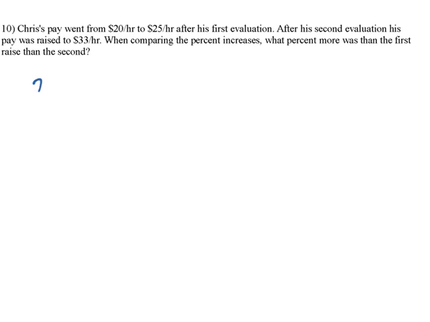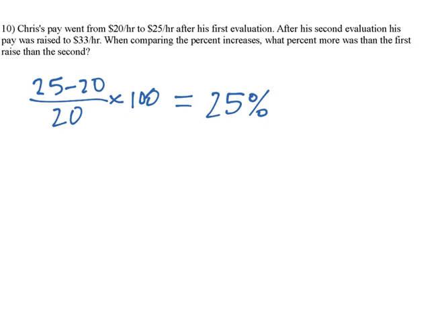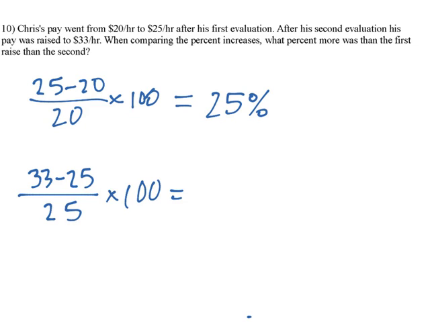Okay, so if we look at the first percent increase, we could set it up like this: 25 minus 20 over the original, which was 20, and this equals a 25% pay increase. Now we want to see what the percent increase was for his second pay raise. So 33 minus 25, because that's what he's getting paid now, over 25 times 100 equals 32%.